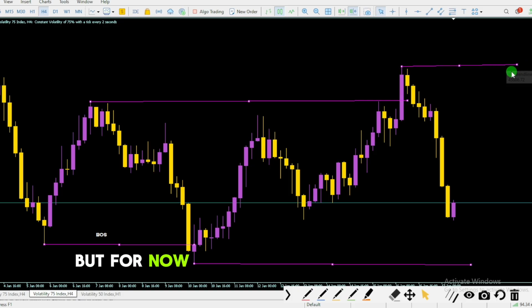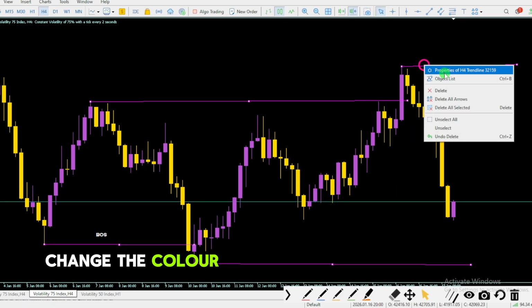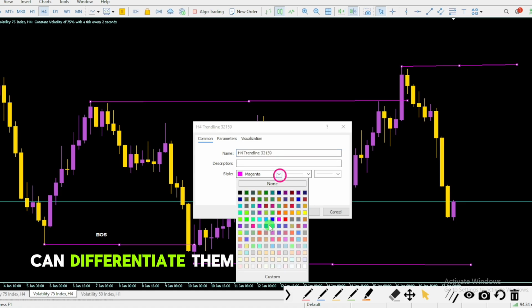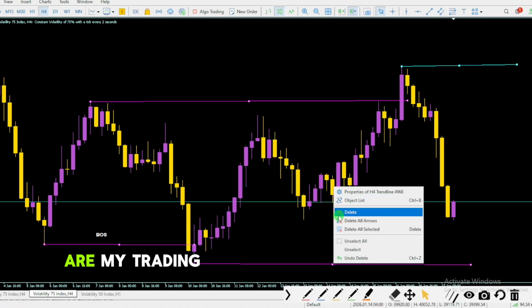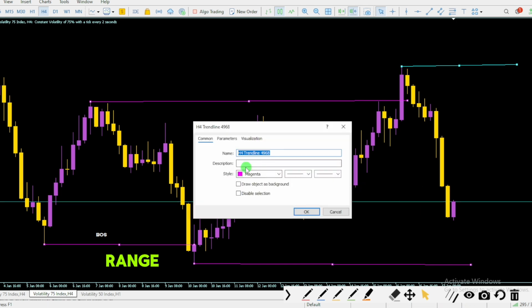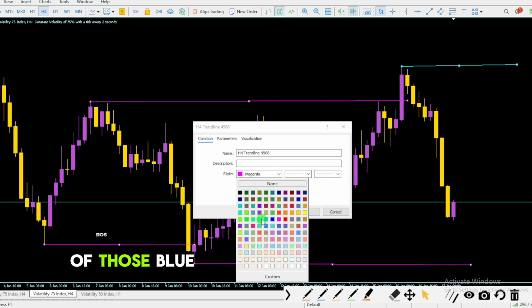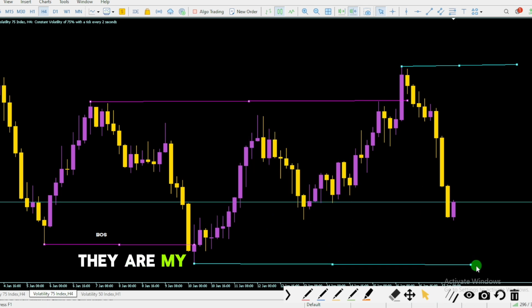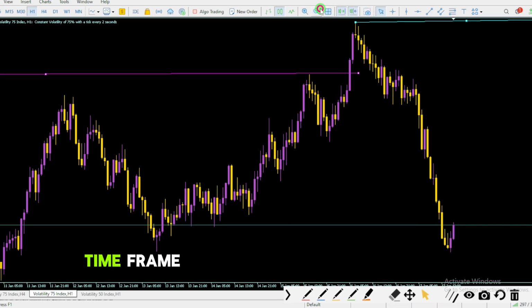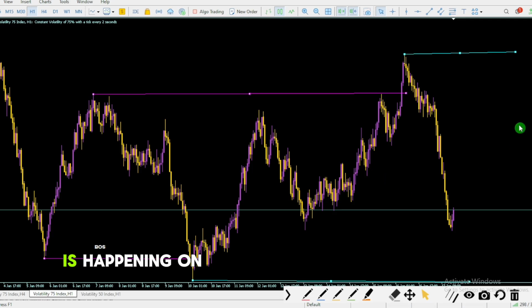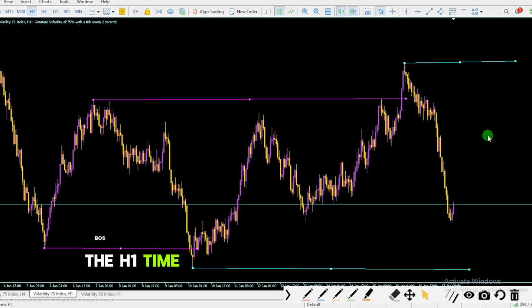But for now, what I'm going to do is I will still go down to the H1 time frame. So currently, let me change the color just so we can differentiate them properly. These blue lines are my trading range. Whatever I'm doing, I'll be mindful of those blue lines. They are my trading range. So right now I'll go down to the H1 time frame and see what is happening on the H1 time frame.